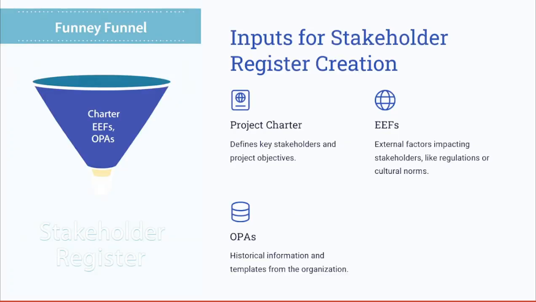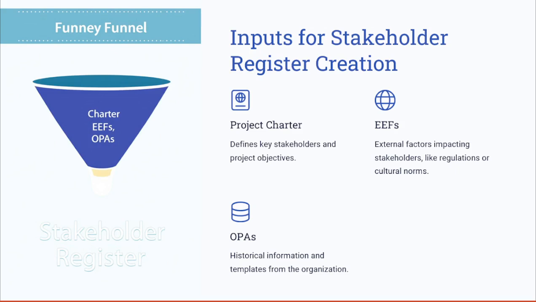The key inputs that we have covered earlier when identifying the stakeholders include the project charter, when defining the key stakeholders and objectives, also the EEFs, which are external factors impacting the stakeholders, as well as the OPAs, such as historical information and templates. The project charter serves as the primary input to the stakeholder register, providing an initial list of all of the stakeholders and outlining their objectives.